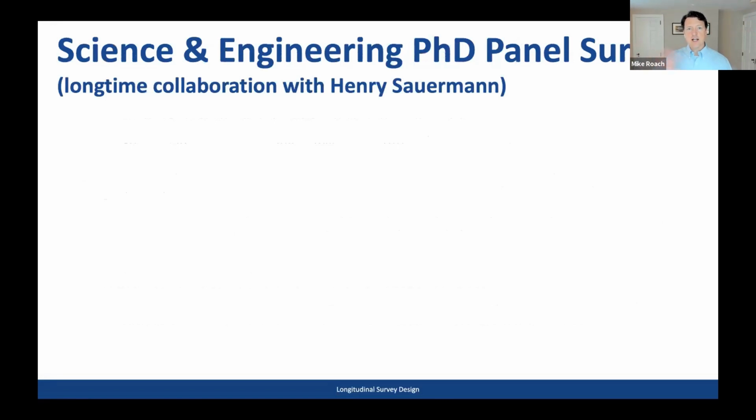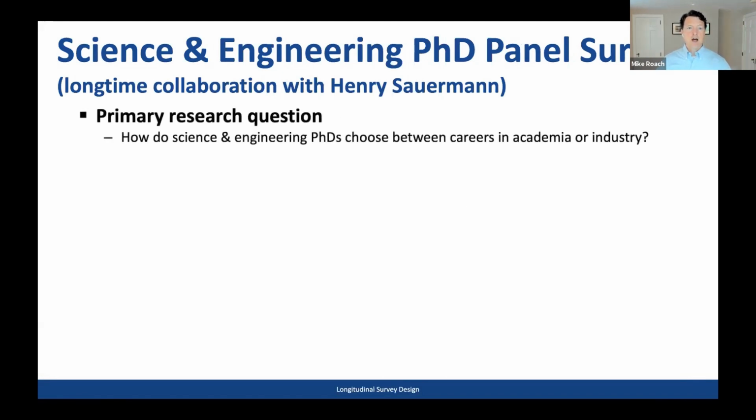So just to put this into context, all my experience has been with working with the Science and Engineering PhD panel survey. That's been a long-time collaboration with Henry Sauermann. We were both graduate students together at Duke. We started talking about these issues. And what we shared was this interest in industrial scientists, and how individuals who get training with a PhD in academia make this choice between moving from academia into industry. And so that was the broad question that we were interested in.